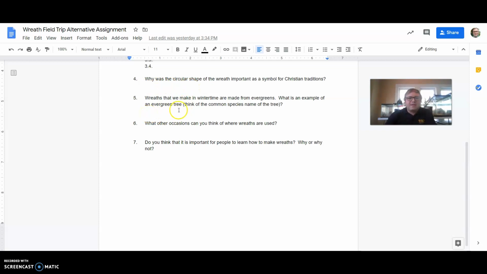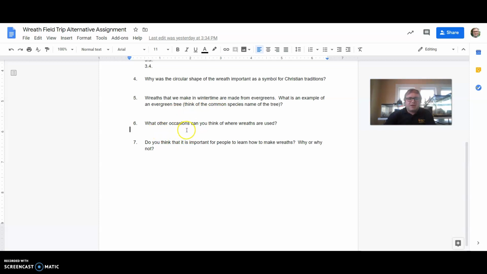Number 5, wreaths that we make in wintertime are made from evergreens. What is an example of an evergreen tree? Think of just the common species name of the tree. You don't have to give me a scientific name. So I believe the article mentions a couple of evergreen trees, but again, if you think of a specific one on your own that you can put here, that is fine.